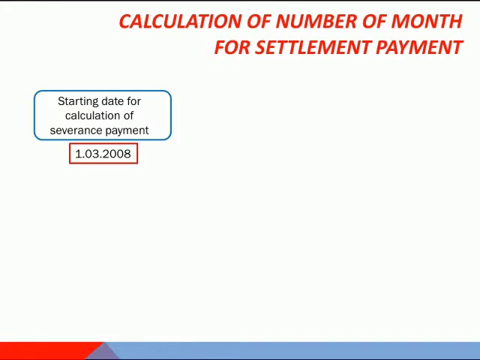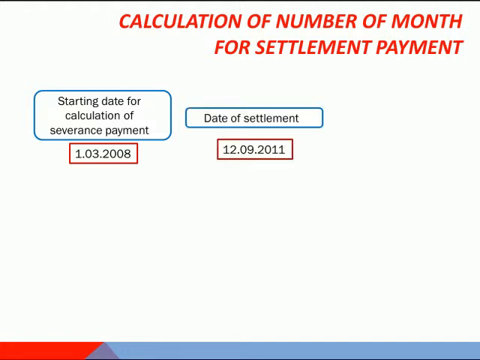Let's see how to calculate the number of months for settlement payment. We need the starting date for calculation of severance payment. As an example, we take the 1st of March 2008. Then we need the date of settlement. In our case, this is the 12th of September 2011. We can calculate then that the employee has been working 42 months for MSF.